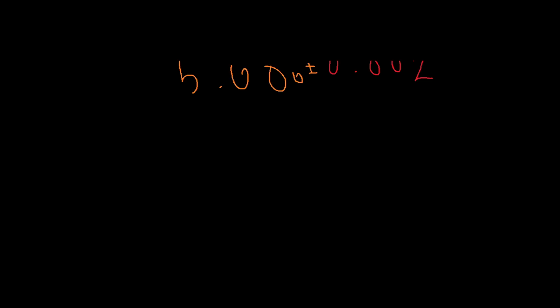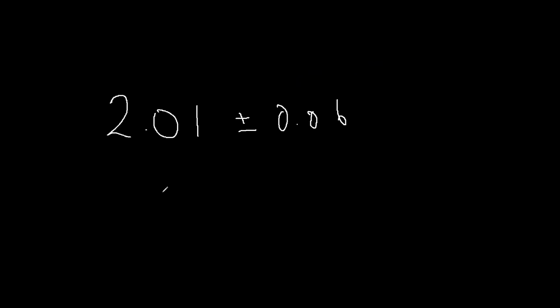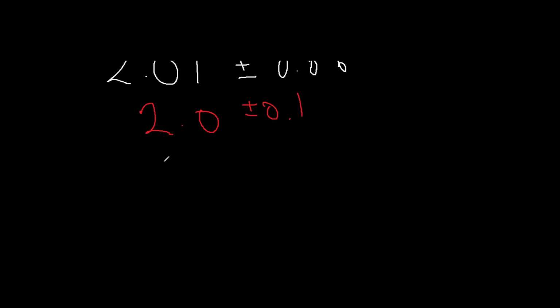A reminder, of course, we can round up. So, for example, 2.01 plus or minus 0.06. We would simply round, so this would be plus or minus 0.1, and this would be 2.0 plus or minus 0.1. And this is the significant figures and or uncertainty. So we can see in this case this would be 2 significant figures.